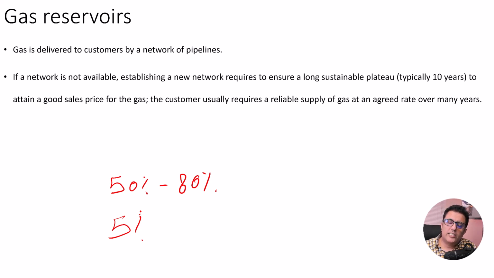But what about the gas economy? The gas economy is a little bit more complex compared to oil. The first thing is transportation. Gas transportation is very difficult. Definitely, we should have a network of pipeline in order to transport the gas to customers. So if there is no network, we have to build it, and that costs money.